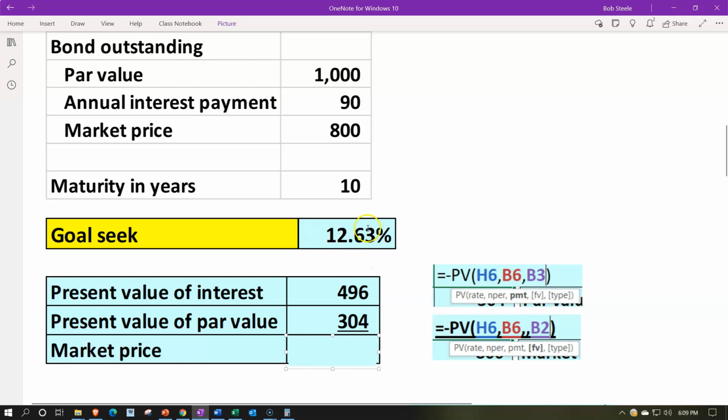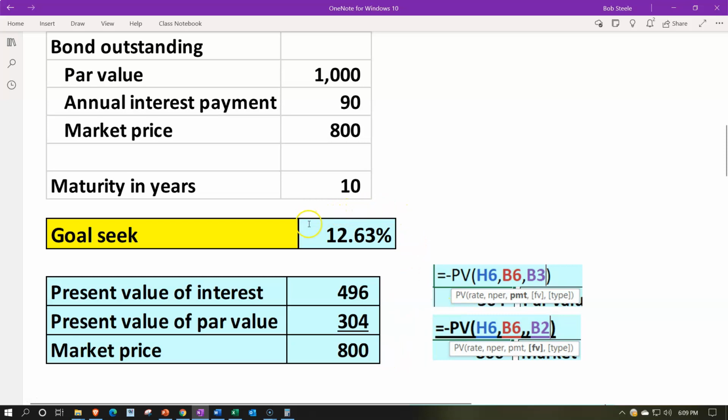You could see that same item is in both of these functions, and it's going to be needed to get to the bottom line number. So then we're going to say, comma, number of periods is going to be 10, comma, comma, because it's not an annuity, present value of 1. The future value that we're bringing back would be the 1,000. So then that's going to give us the 304. Adding the 496 and the 304 gives us then the 800. That's the answer. That's what we knew it needed to be. The 800, the end result.